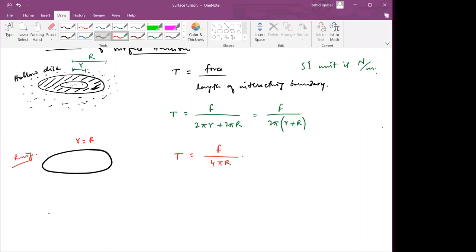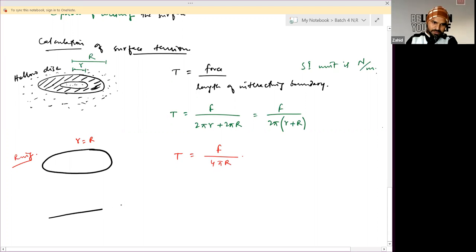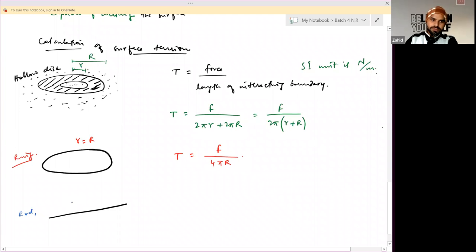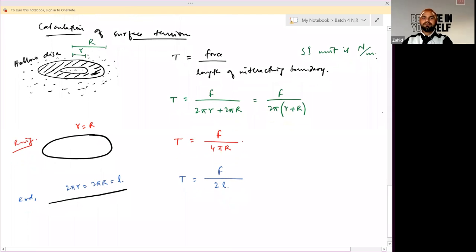Next, if it is spread like this to form a rod, then 2 pi small r and 2 pi capital R are just nothing but L. If you put this value in the above formula for the disk, you will get T equals force divided by 2 pi small r, which is also L, plus 2 pi capital R, which is also L. So it will be 2 times L. Minashi, is it clear? Yes, sir.